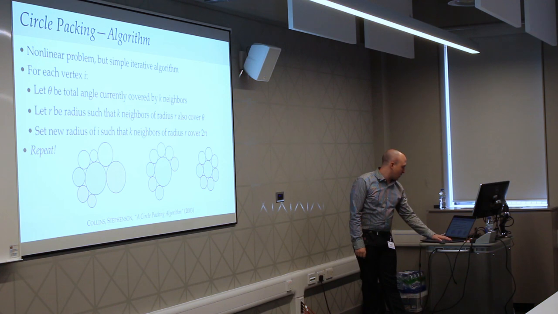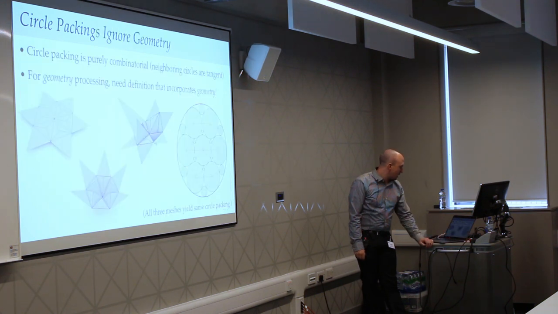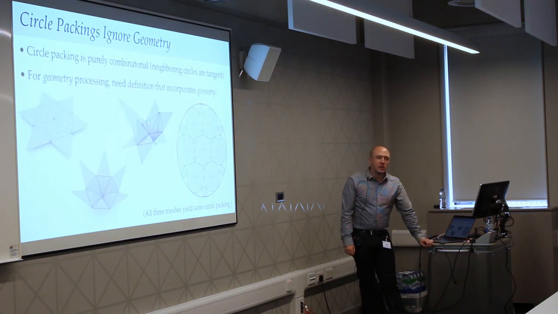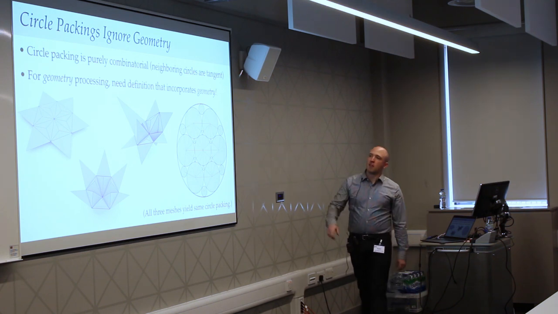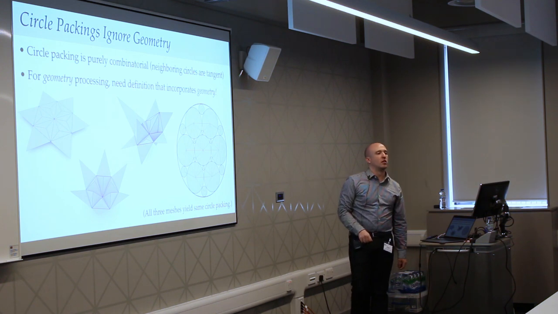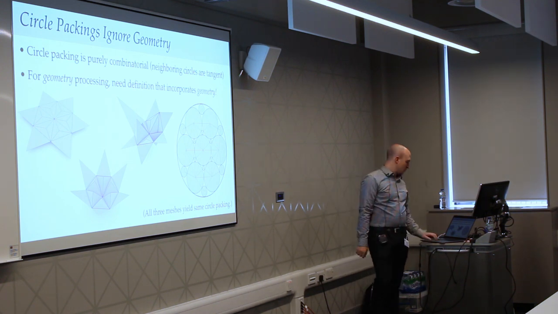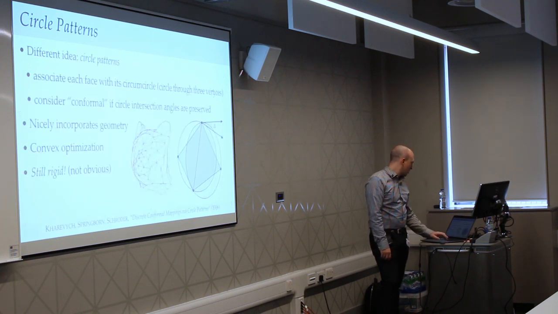The unfortunate thing, and this is a very nice theory, with lots of beautiful pictures you can make and lots of cool things you can say about it, is that sadly, it completely ignores the geometry of your mesh. It only has to do with these tangency relationships, which circle is next to which circle. So if I have a mesh that has the same connectivity but different edge lengths, circle packing is not going to help you. So it's not really useful for processing curved surfaces. Good for stuff in the plane, perhaps.